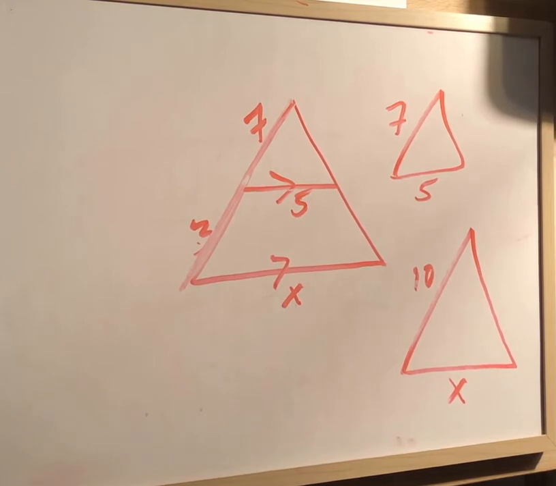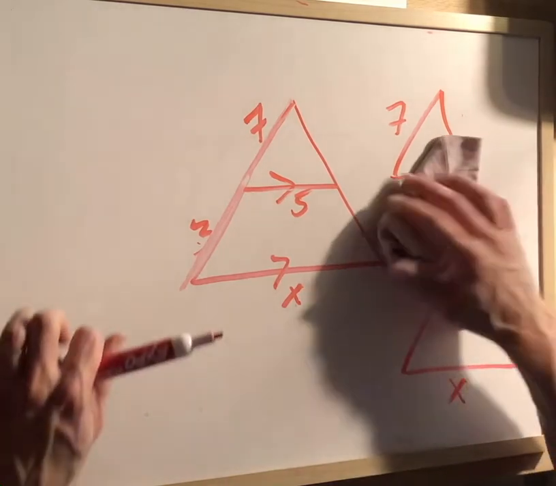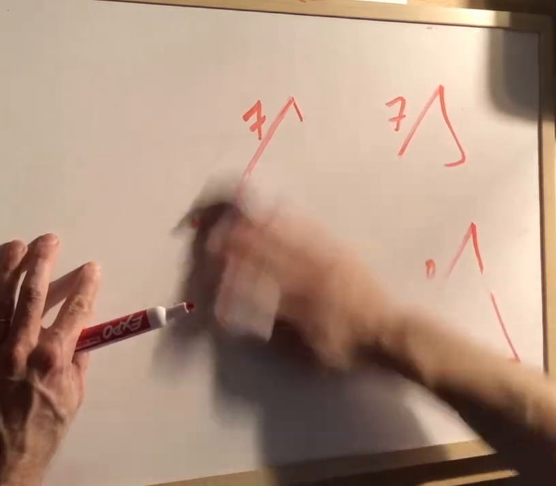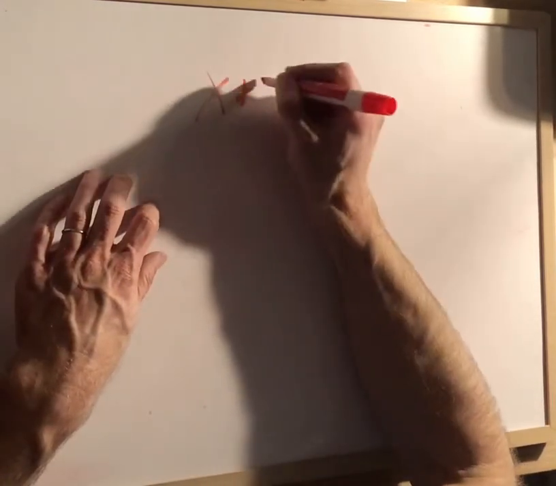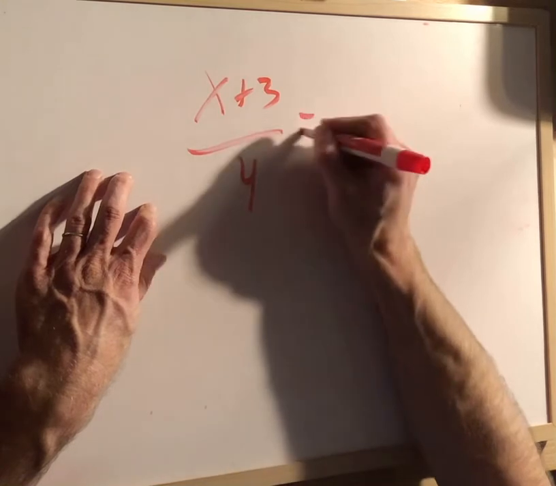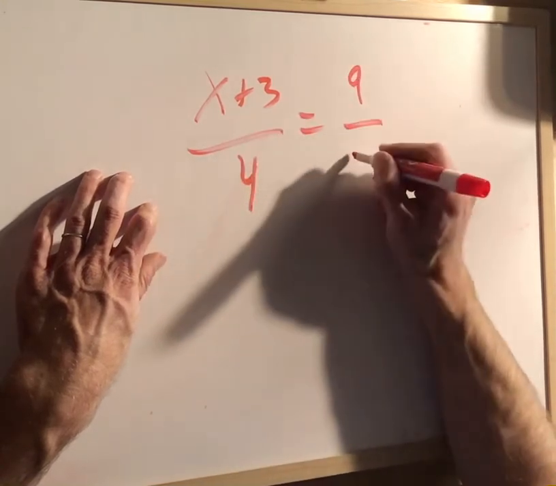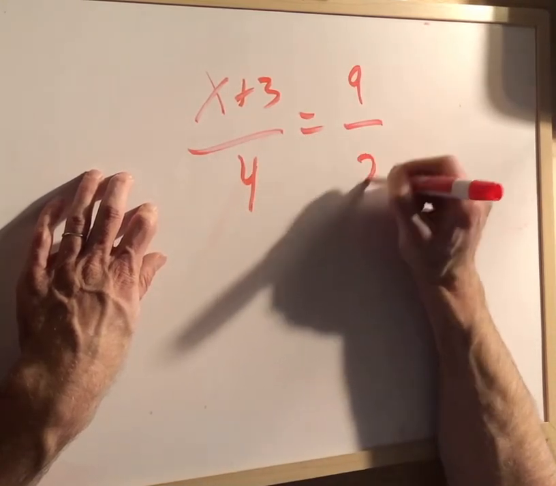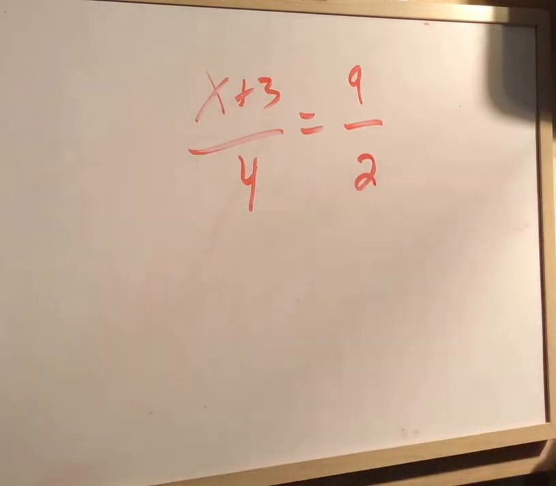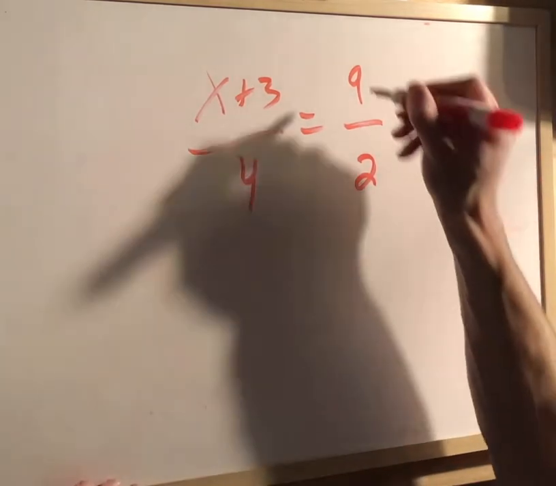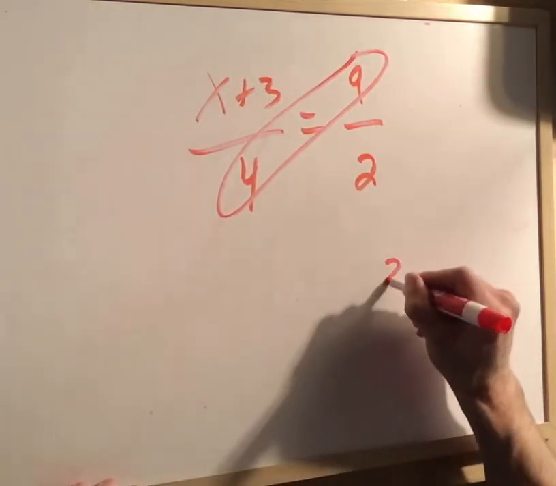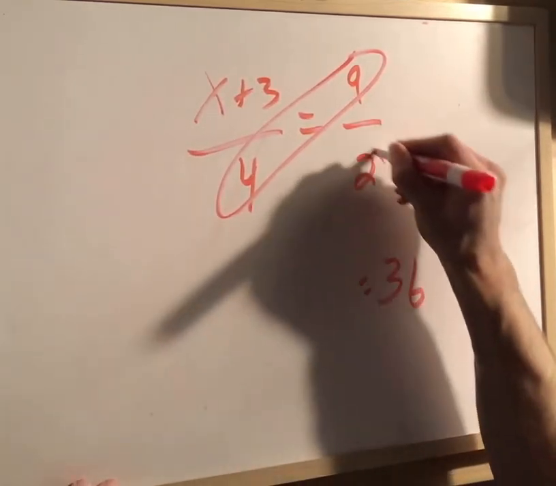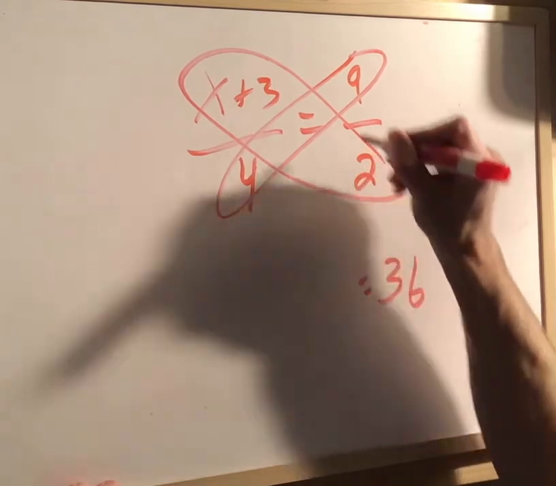And then we had a couple other questions that had to do with proportions, because similar triangles is all about proportions. Let's say x plus 3 over 4 equals 9 over 2. Question is solve for x. So when people would set this up, they would do this. They would say 9 times 4 equals 2 times x plus 3.